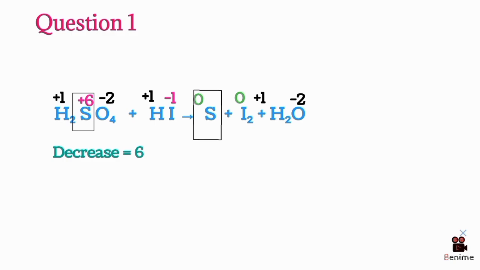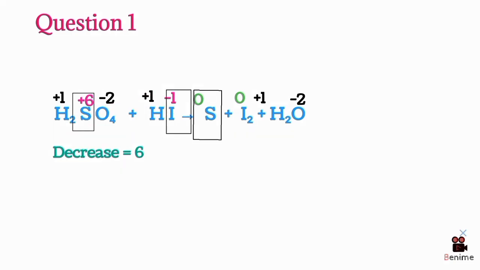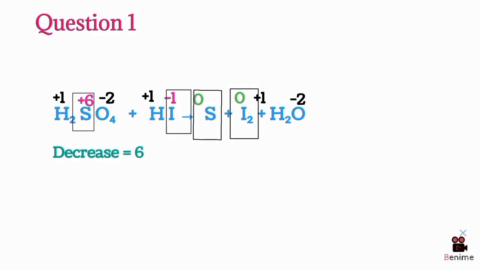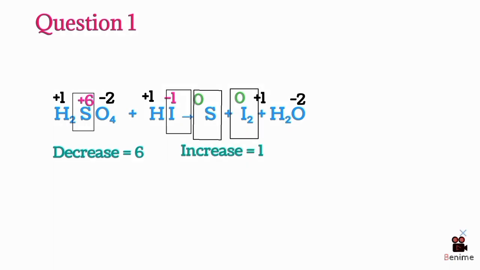So sulfur is reduced. Now look at iodine. In HI, the oxidation number of iodine is -1. In I2, the oxidation number of iodine is 0, so iodine changes. From -1 to 0, the increase is 1, so iodine is oxidized.